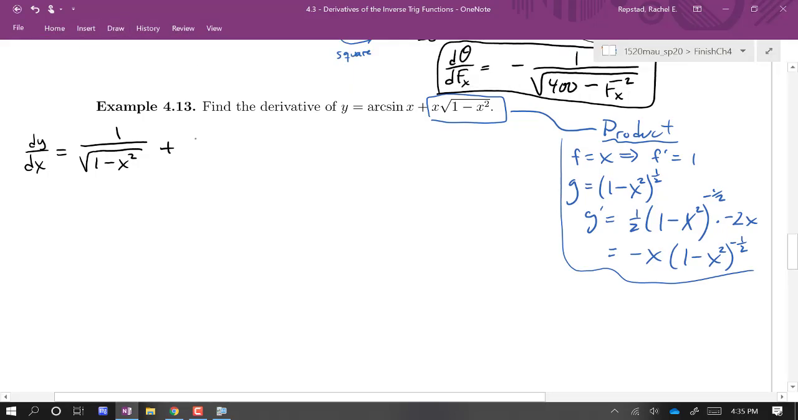Okay, so coming over here, g times f prime is 1 minus x squared to the 1/2 times 1 plus f times g prime, so that's x times negative x times 1 minus x squared to the negative 1/2. I'm going to clean it up just a tiny bit before we start the simplifying.